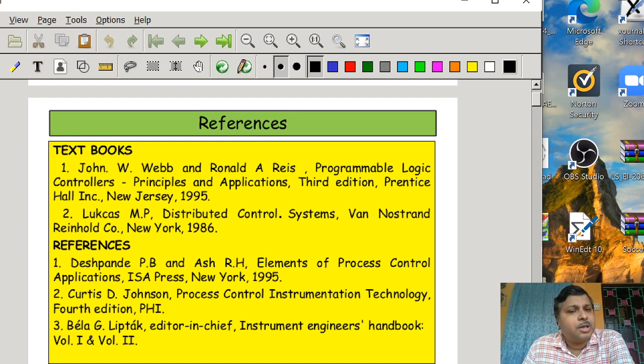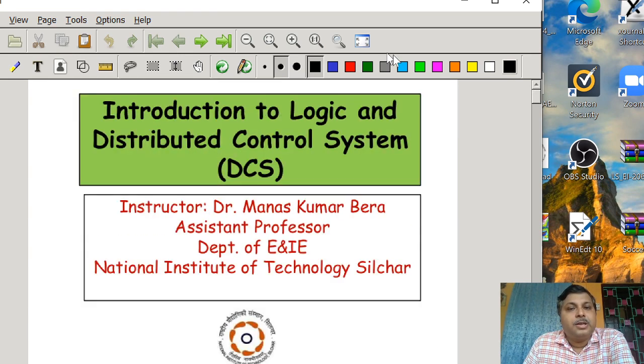Mostly all the books are available in PDF, but I don't think that the Webb and Reis book is available in PDF. The M.P. Lucas, Curtis Johnson and B.G. Liptak books, I think you will get in PDF. So most of you are wondering what this course is about.